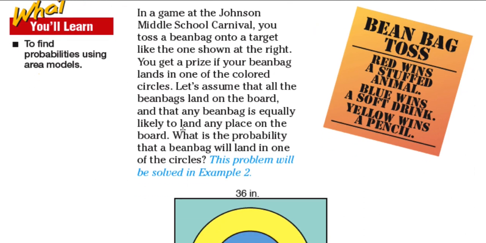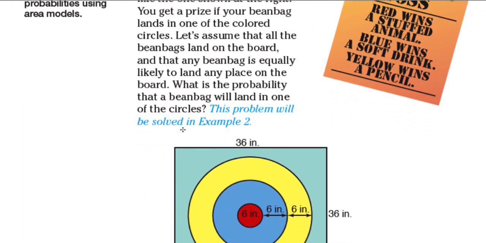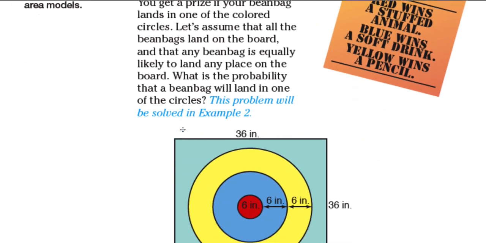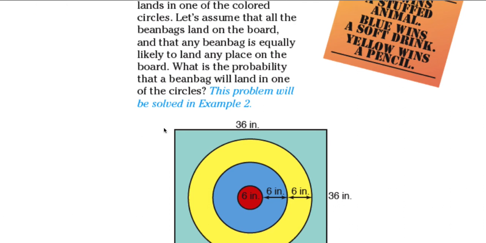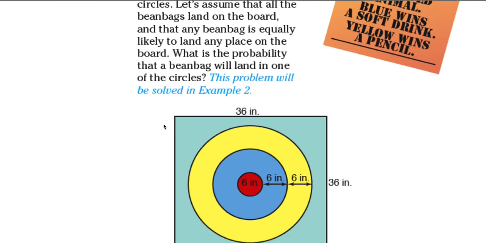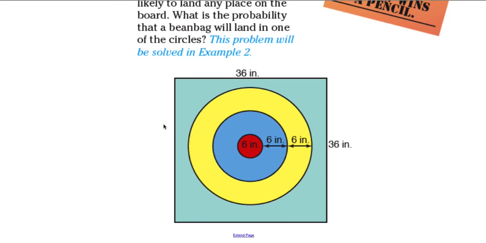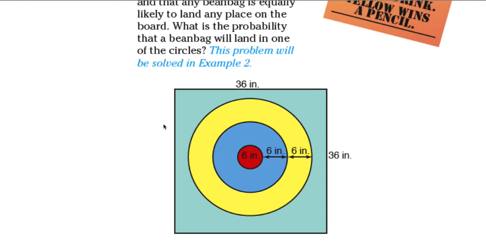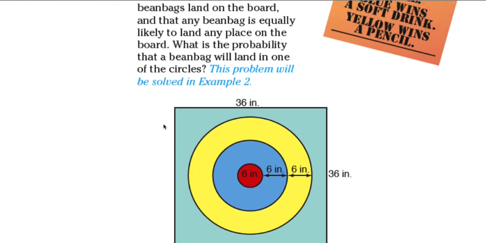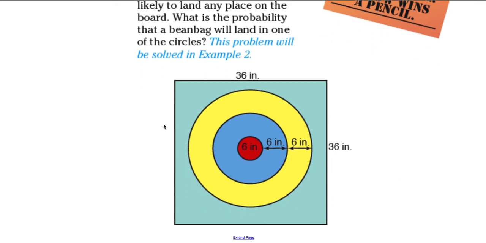You get a prize if your beanbag lands in one of the colored circles. Let's assume that all the beanbags land on the board, and any beanbag is equally likely to land on any place on the board. So what is the probability that the beanbag will land in one of the circles? And we will solve this in example number 2.